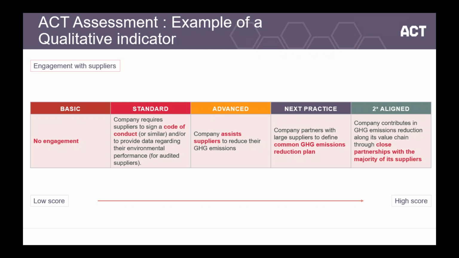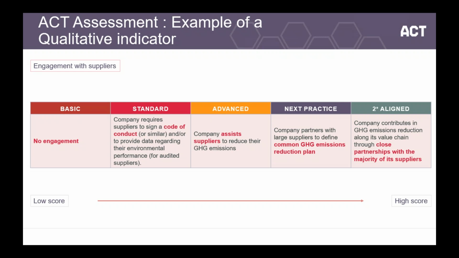So, for example, at standard level it is considered that a company requires suppliers to sign a code of conduct and/or to provide data regarding the environmental performance. An advanced company would be a company that assists suppliers to reduce their greenhouse gas emissions directly, and the direct emissions of the suppliers. Next practice would be that the company partners with large suppliers to define a common greenhouse gas emissions reduction plan. So we can see that the engagement and the work with suppliers is more and more tight and robust.